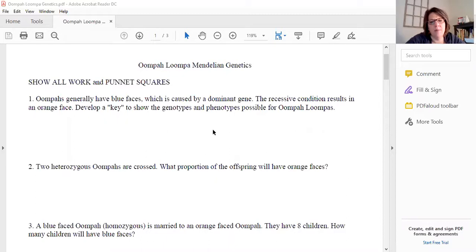All right, so if you look here at number 1, it says Oompas generally have blue faces, which is caused by a dominant gene. The recessive condition results in an orange face. Develop a key to show the genotypes and phenotypes possible for Oompa Loompas. So if we think about the question here, it just talks about dominant and recessive. So blue is dominant, orange recessive. And so that's basic Mendelian genetics, and that's the stuff that we started with.